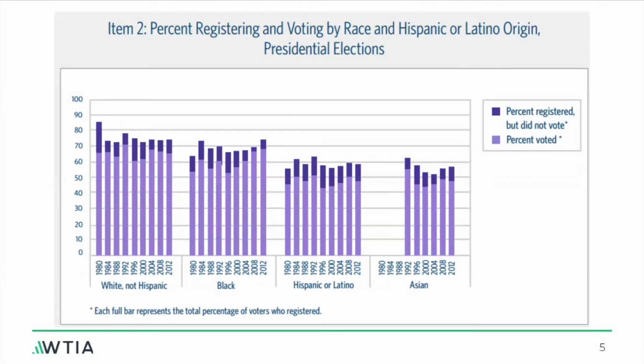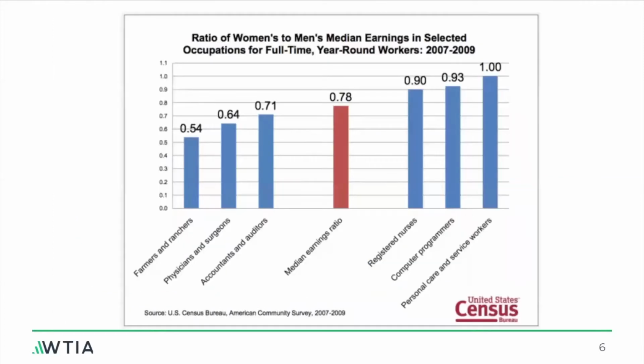Great. Well, let's jump to one last visualization here. This one is a ratio of women's to men's median earnings in selected occupations for full-time workers for a 2-year period, 2007 to 2009. And so what this is showing you is a woman's income in a given profession divided by a male's income in that same profession over this time frame. And it's just selected professions.